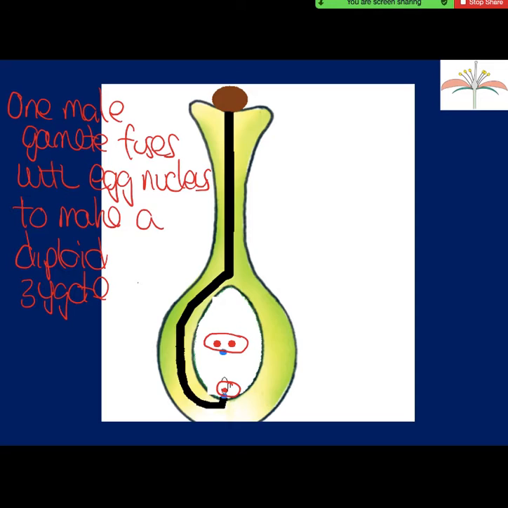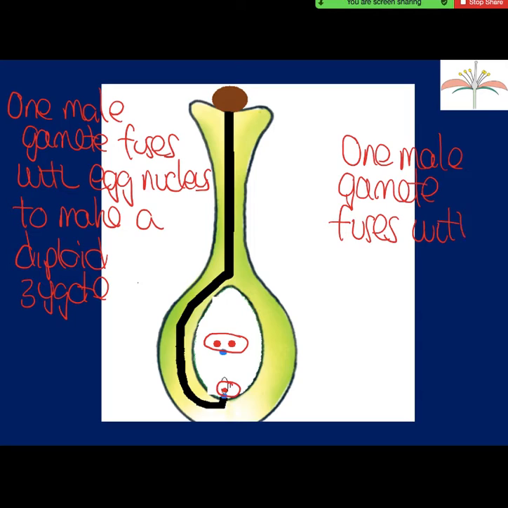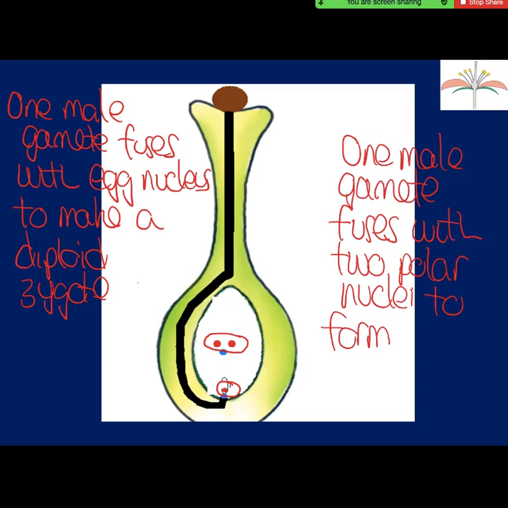But this is where plants are funky. The other male gamete fuses with the 2 polar nuclei to form a haploid. So this is haploid, and these guys are both haploid. So I've got 3 haploids now. When we did 2 haploids together, that makes a diploid. So 3 haploids makes a triploid, and it makes what's called an endosperm nucleus.